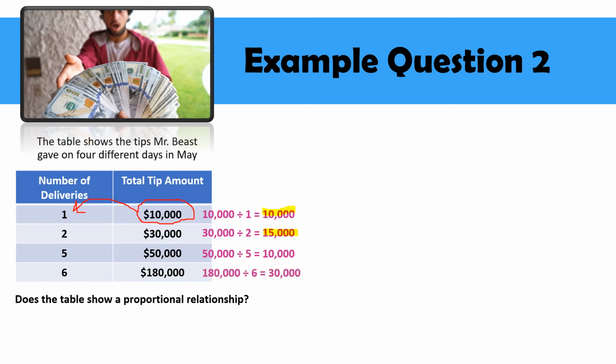And that last row there, 180,000 divided by 6 is 30,000. So this is really not a proportional table because there is no constant of proportionality. All of these values would have to be equal in order for this table to be proportionate.